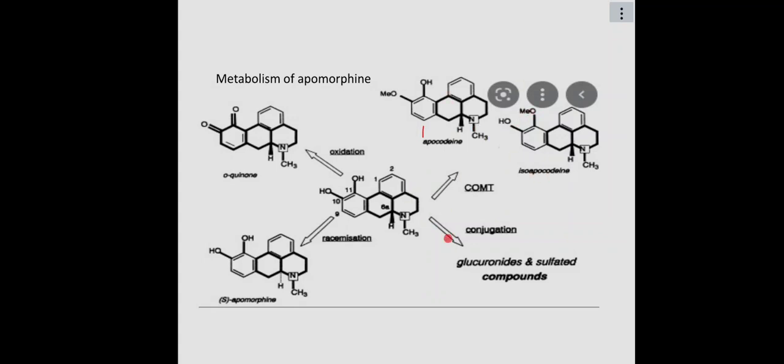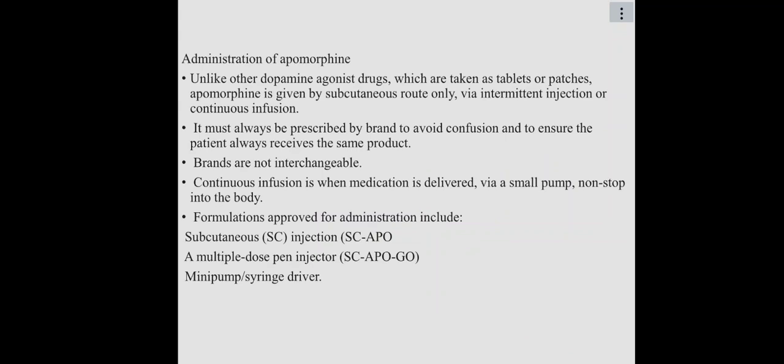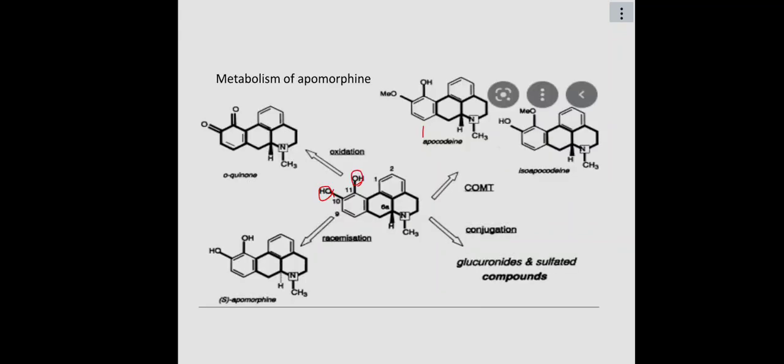You can get conjugation, glucuronide transferase, and of course you get the glucuronides and sulfated compounds because of the fact that you have the hydroxyl groups. Hydroxyl groups again can readily undergo a glucuronide conjugation or sulfation, and that of course will give us the glucuronides and sulfated conjugates.